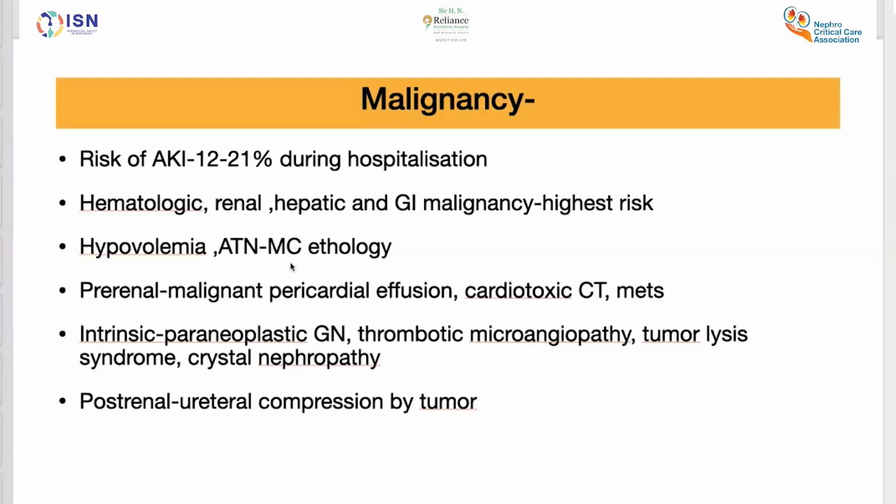Other reasons for acute kidney injury in malignant patients are prerenal causes like malignant pericardial effusion and cardiotoxic chemotherapy drugs. The intrinsic cause of acute kidney injury in malignant patients may be due to paraneoplastic glomerulonephritis, thrombotic microangiopathy, tumor lysis syndrome, or crystal nephropathy. The postrenal cause of acute kidney injury in cancer patients may be ureteral compression by the tumor.